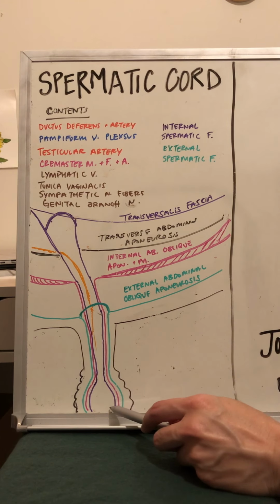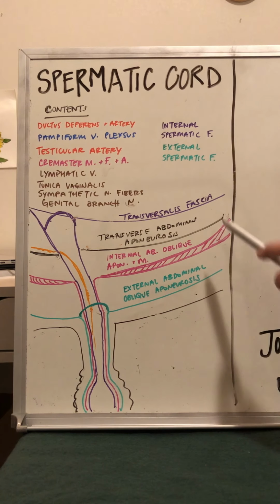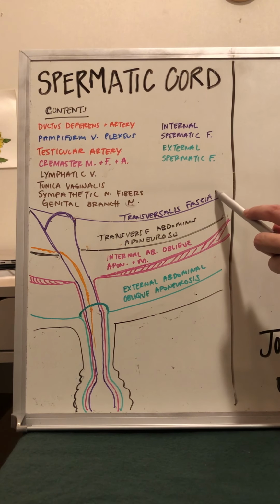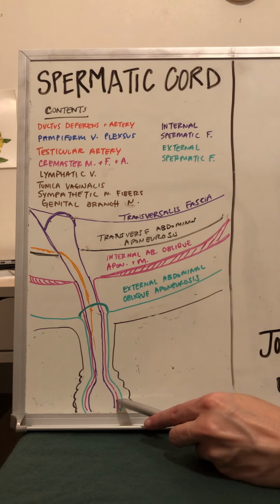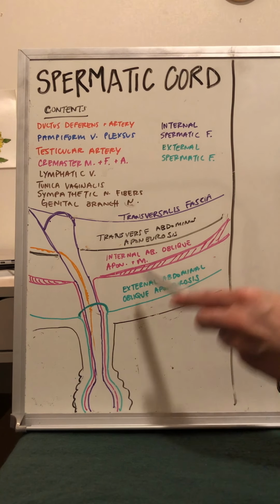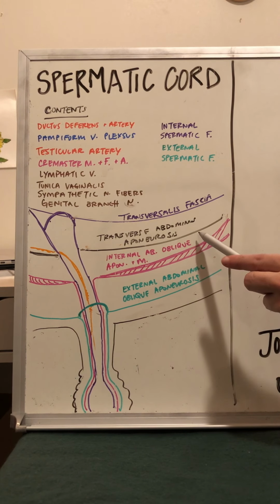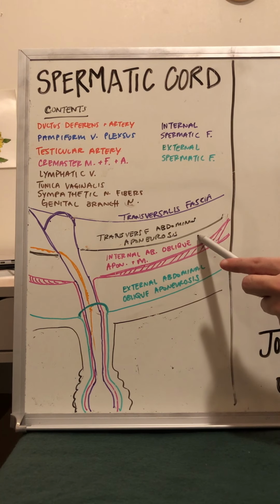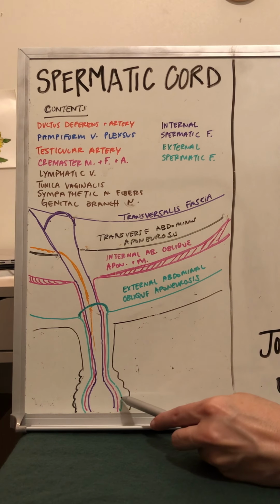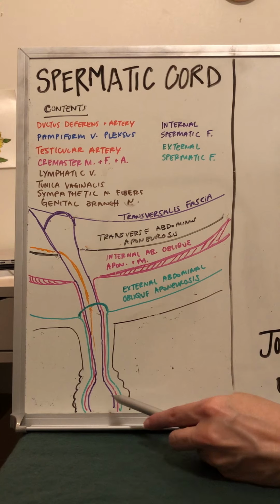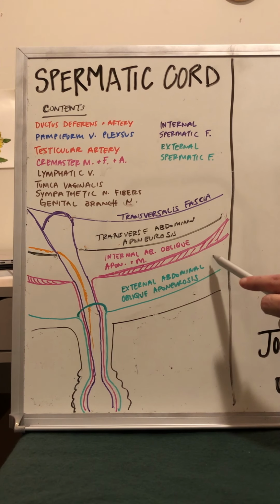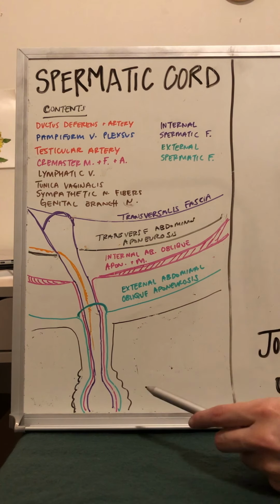So the deepest layer of the spermatic cord is the internal spermatic fascia, and it is derived from the transversalis fascia. Secondly, we have the cremaster muscle and artery, which is derived from the internal abdominal oblique aponeurosis and muscle. Lastly, we have the external spermatic fascia, which is derived from the external abdominal oblique aponeurosis.